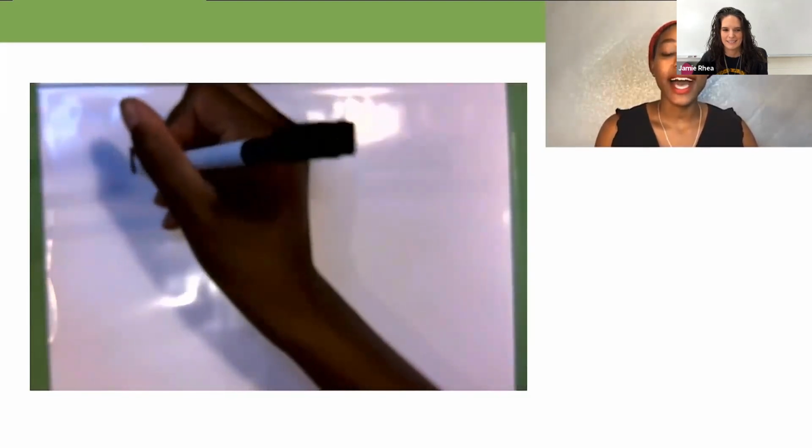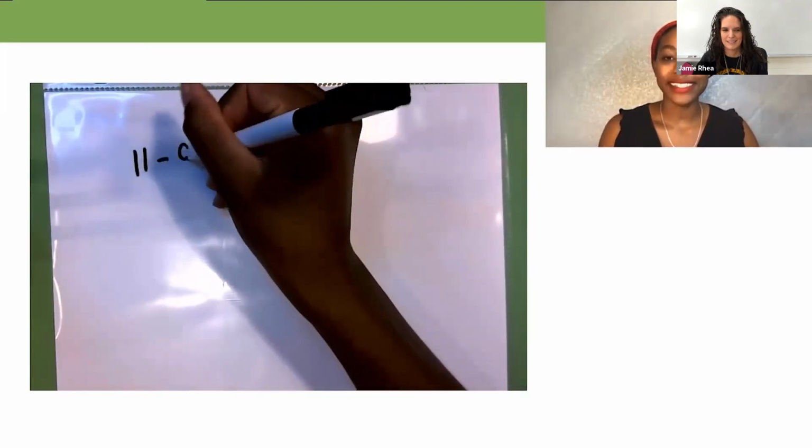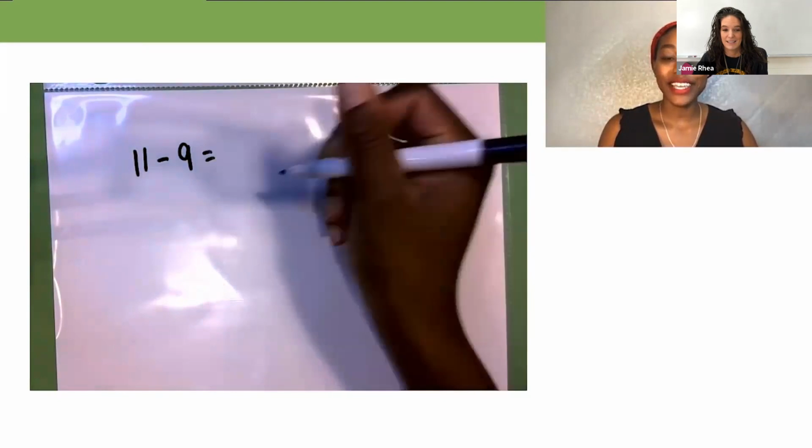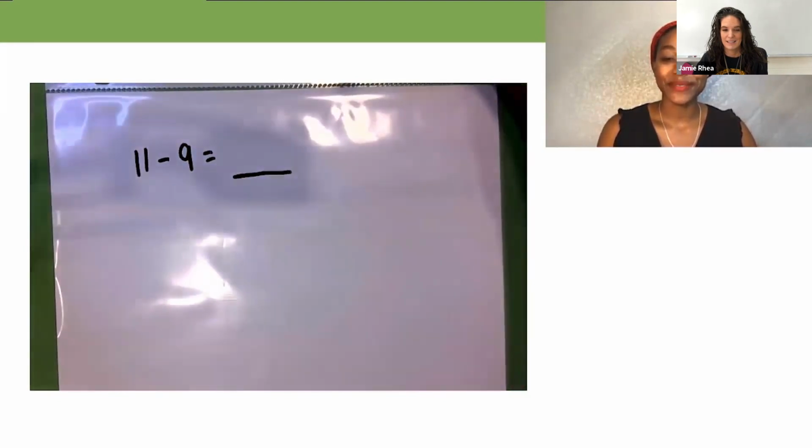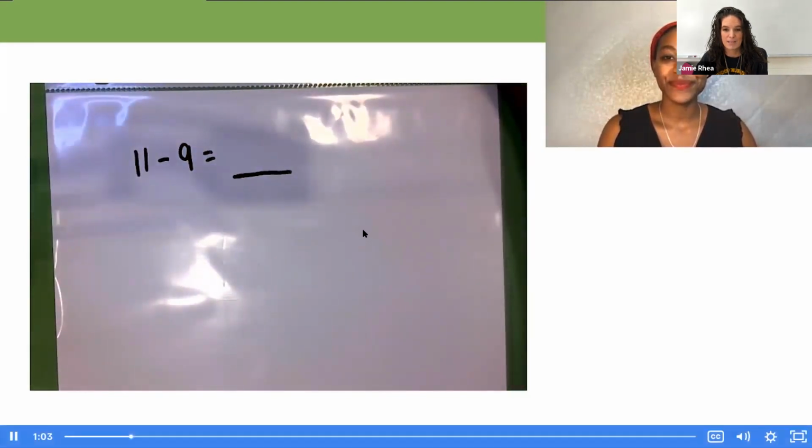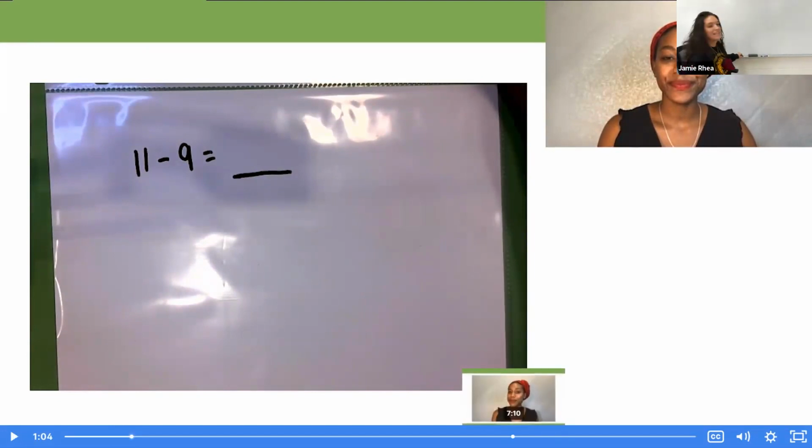You're going to start by solving a problem all on your own. Ooh, okay. On your whiteboard, write 11 minus 9 equals blank. All right, I'm going to pause it. We're writing 11 minus 9 equals blank.